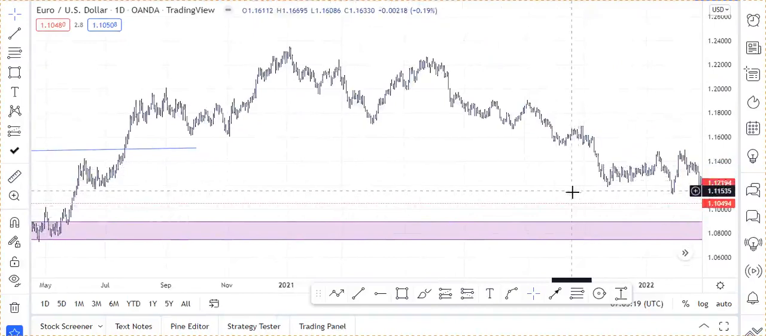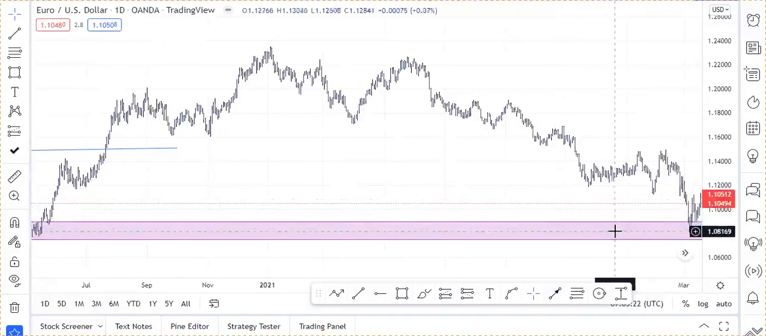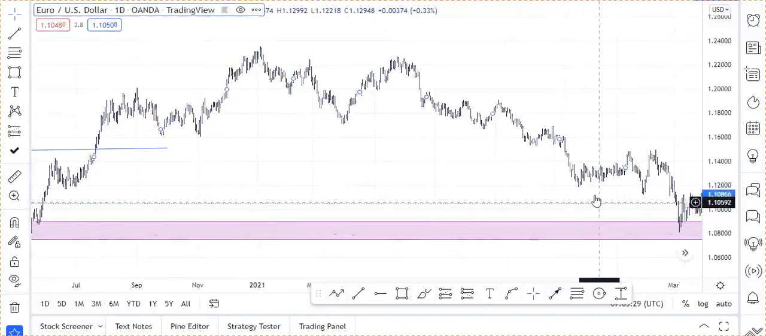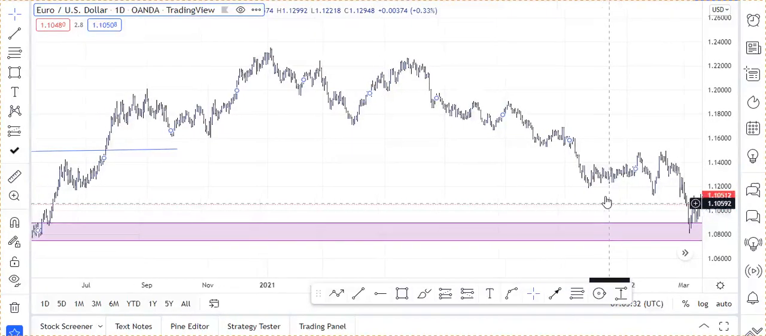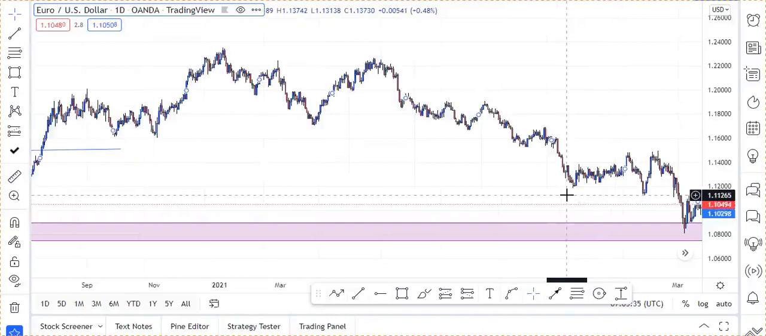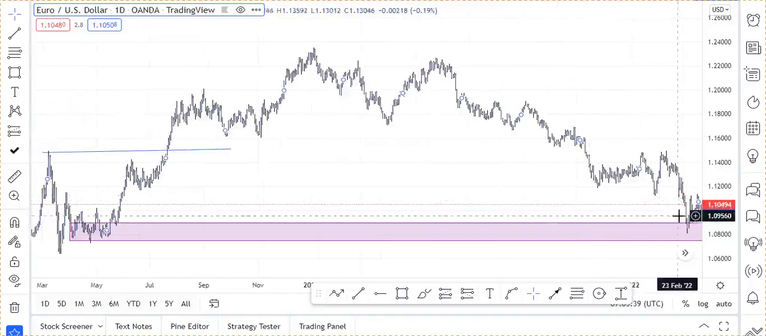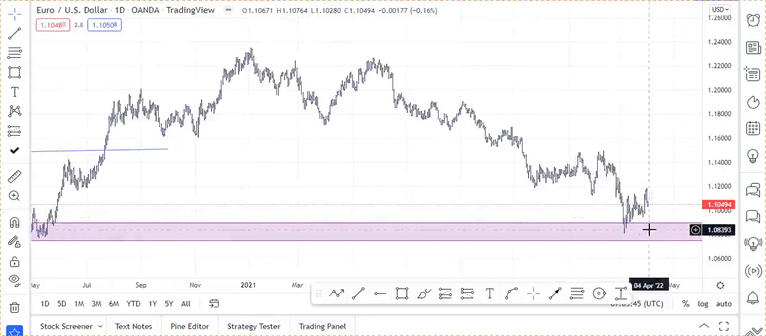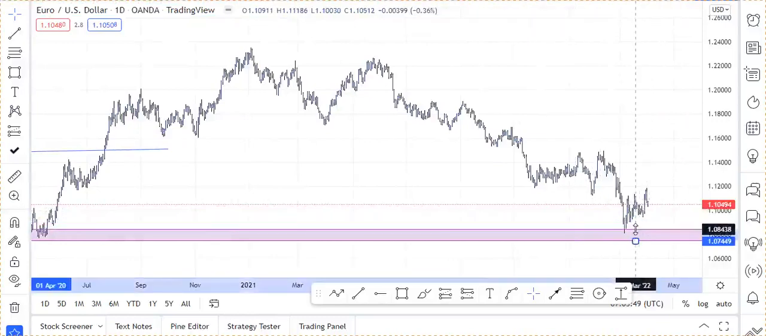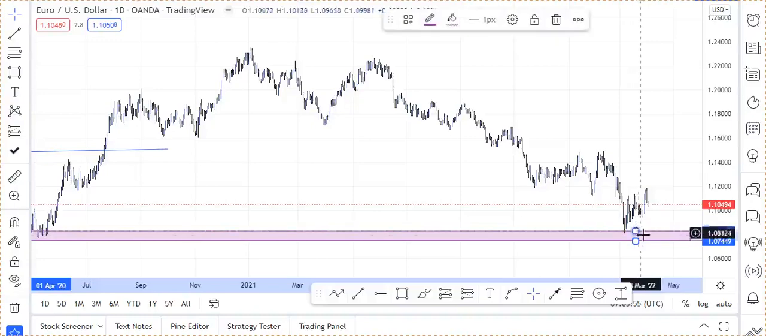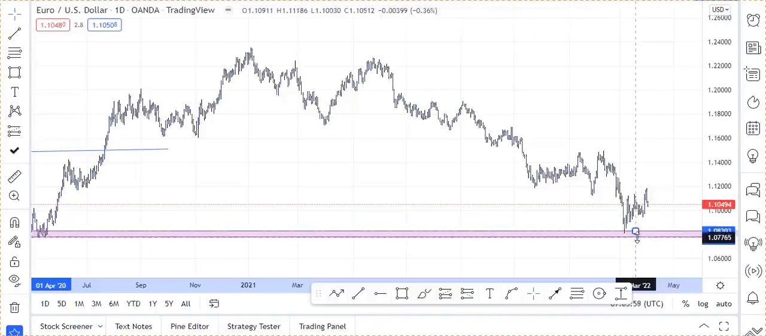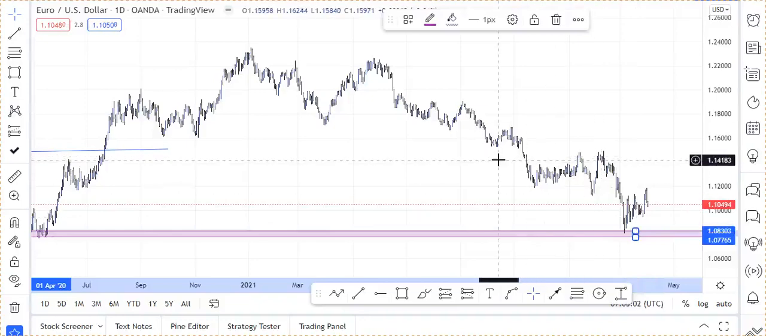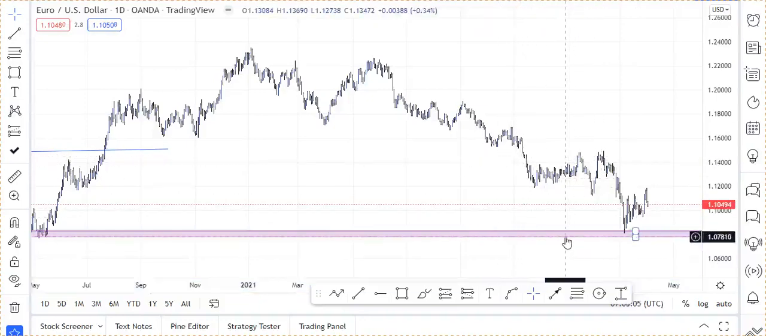So let's see what we can do to refine the OB. Let's reduce it again for us to get the refinement. All right, so now we can refine to that OB. This is the OB here. Aha, so we can refine it to this OB here. Can you see that? So that's our monthly OB that we have refined to the weekly and the daily OB.